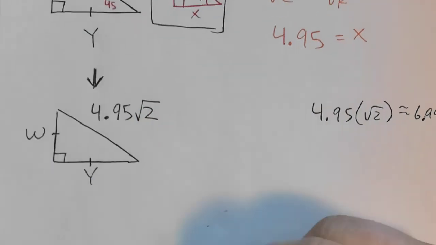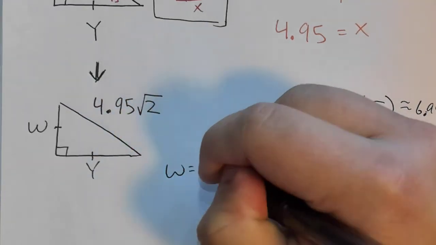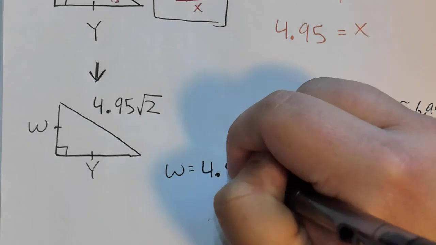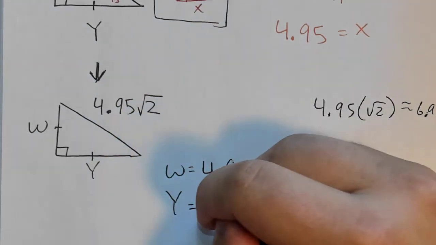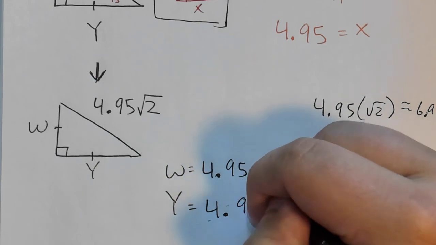So what we can say is w is equivalent to 4.95, and because they're the same side length, y is also equivalent to 4.95.